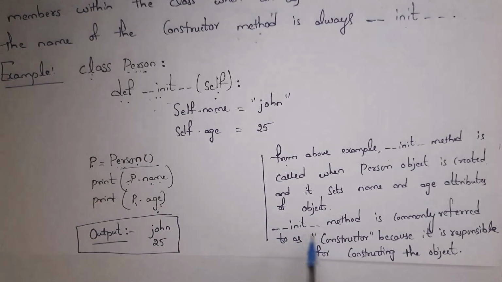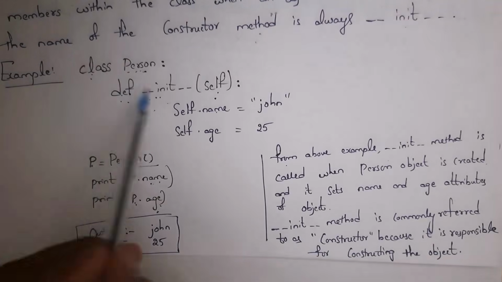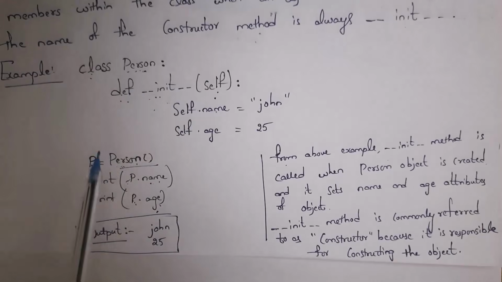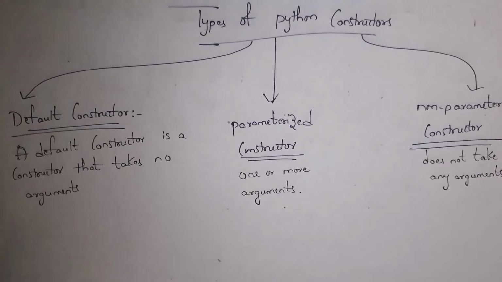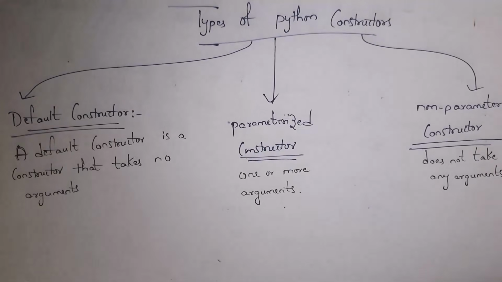The __init__ method is commonly referred to as a constructor because it is responsible for constructing the object. By using this constructor, we constructed this object, that is Person. Next I will explain various types of constructors. Constructors are classified into three types. They are default constructor, parameterized constructor and non-parameterized constructor.